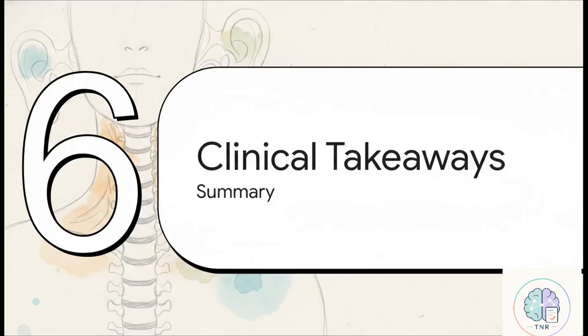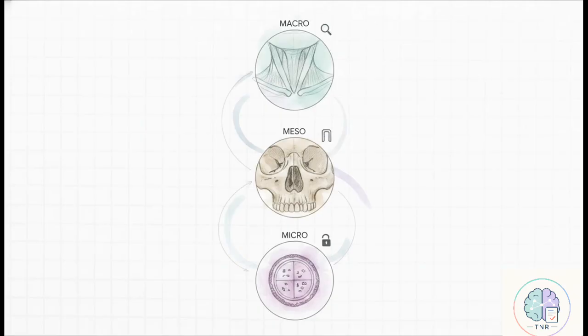Let's bring it all together and summarize our clinical roadmap in Section 6, Clinical Takeaways. We've covered a lot of ground today, from the neck down to the lower back, and all the way up into the inner ear. Let's consolidate everything we've learned today into a few key points. The absolute crucial takeaway is this: safely navigating the human body relies on a tiered system of knowledge.